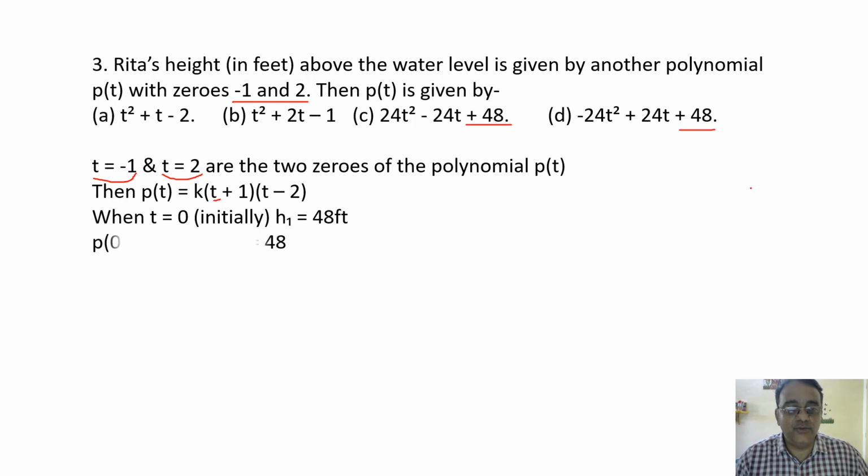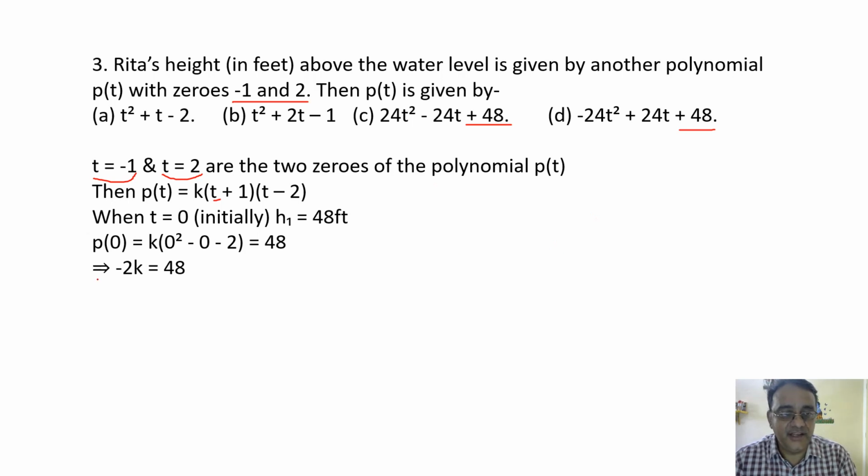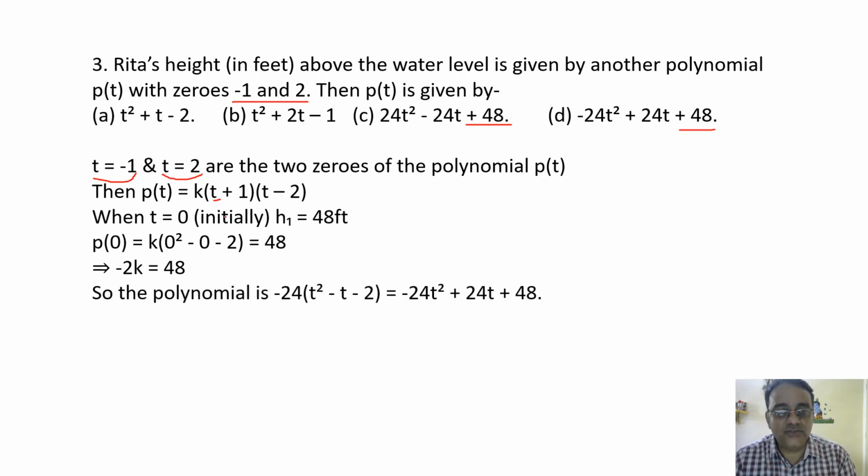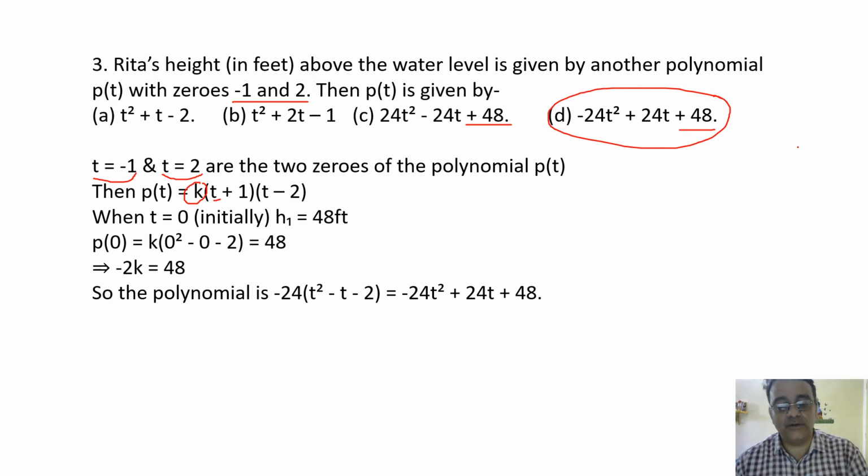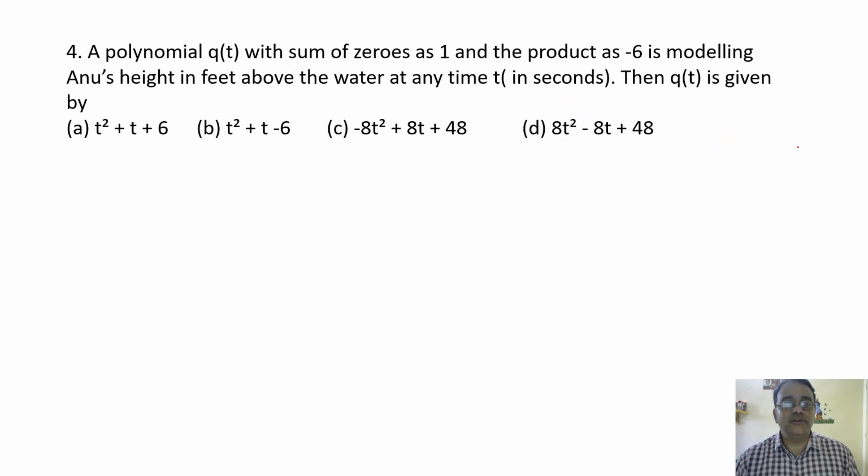Otherwise, if we have to solve, then p of 0 gives 48 here. Right. So that is -2k is equals to 48 and k is equals to -24. So when we substitute -24 here, we'll get the same answer. Okay, if you keep a little trick in mind, you will solve very quickly. Otherwise it is very difficult to solve 40 questions in 1.5 hour. Okay, so now we are moving toward fourth question.